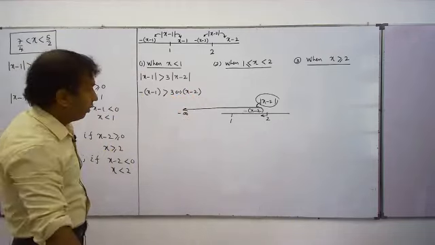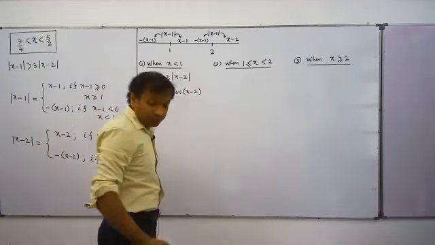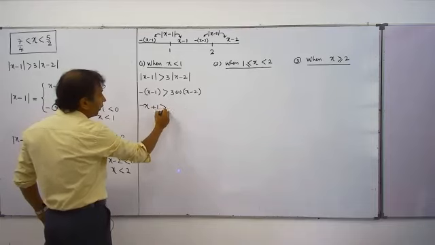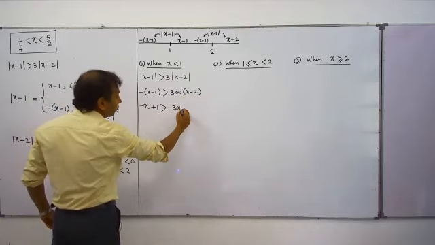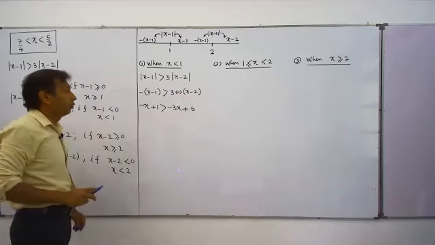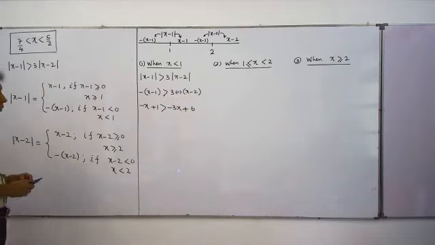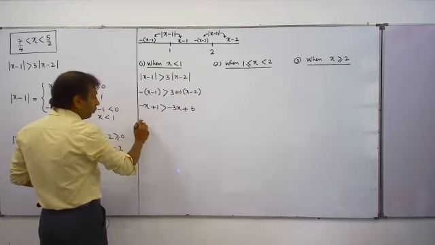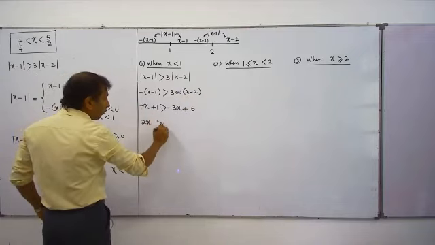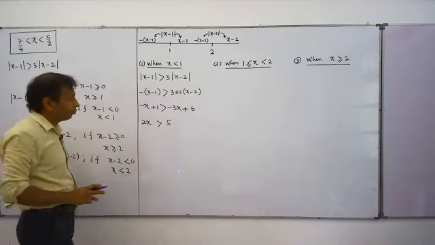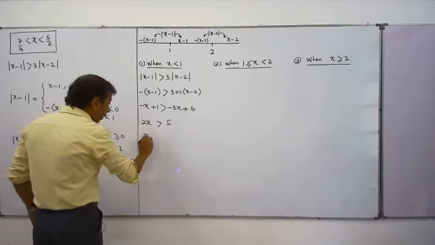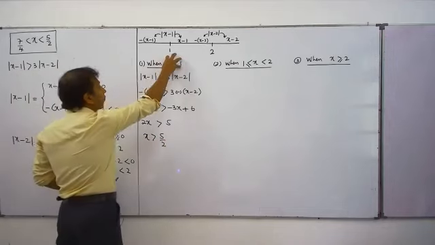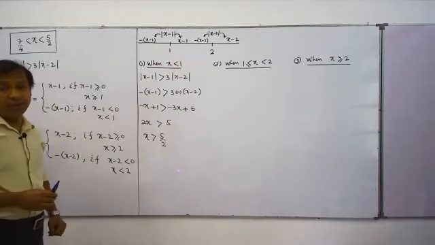Now we'll simplify this. Triple bracket here: minus x plus 1 greater than minus 3x plus 3 into 2, which is 6. Now, take this minus 3x to this side and 1 to the right-hand side. Once you take minus 3x to this side, that will be plus 3x, minus x gives 2x. On the right-hand side, 6 minus 1 is 5. Then divide by 2: x greater than 5 by 2. Now, for this and this, we have to take the common region.